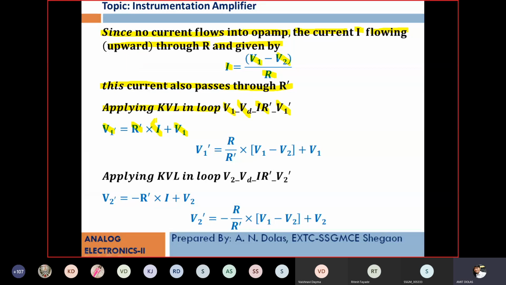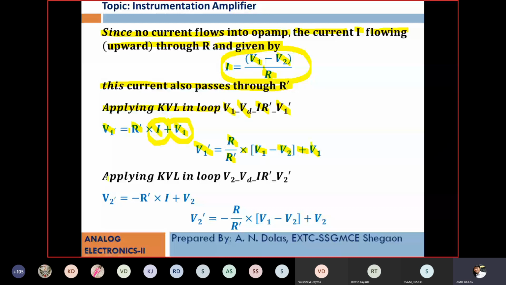Putting value of I, do you know the value of I? Yes, we know the value of I, that is V1 minus V2, because हमें last में output जो लेना है equation, that would be in form of signal voltage, that is V1 and V2, not in the form of V1 dash and V2 dash. So putting value of I, it will be V1 dash is equal to R by R dash, ये वाला R divided by ये R dash, into V1 minus V2 plus ये वाला V1 plus V1.